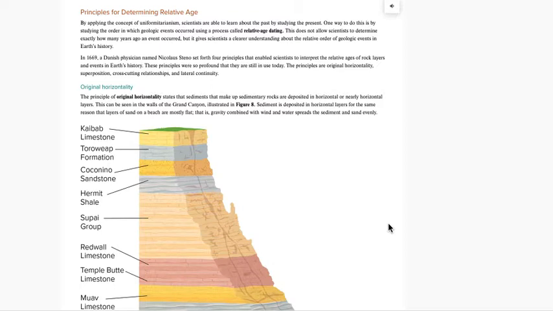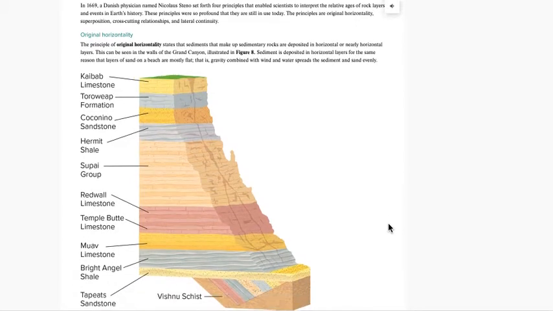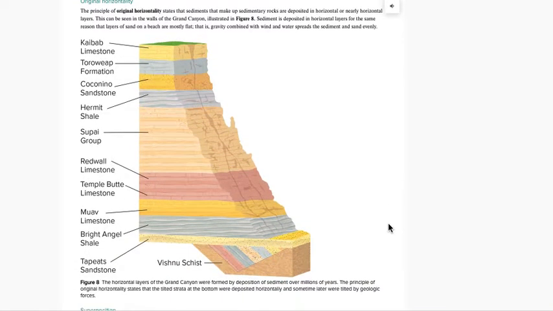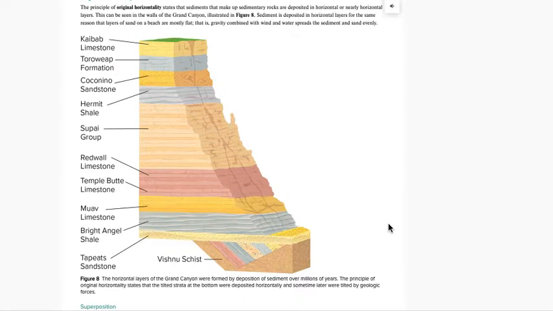So it's using just comparative data to tell a best guess at the age of something using a comparison. There's a couple principles that we're going to look at today that help scientists do relative dating. One is called original horizontality, one is superposition, cross-cutting relationships, and the last one is lateral continuity.